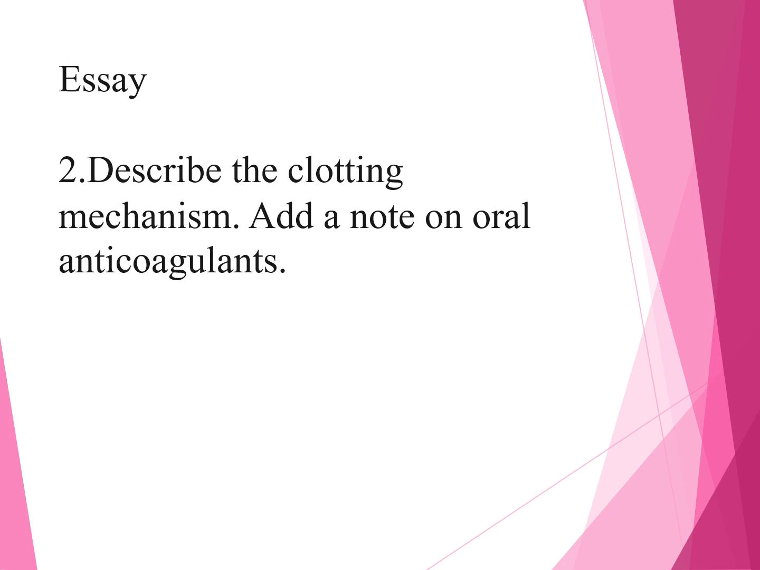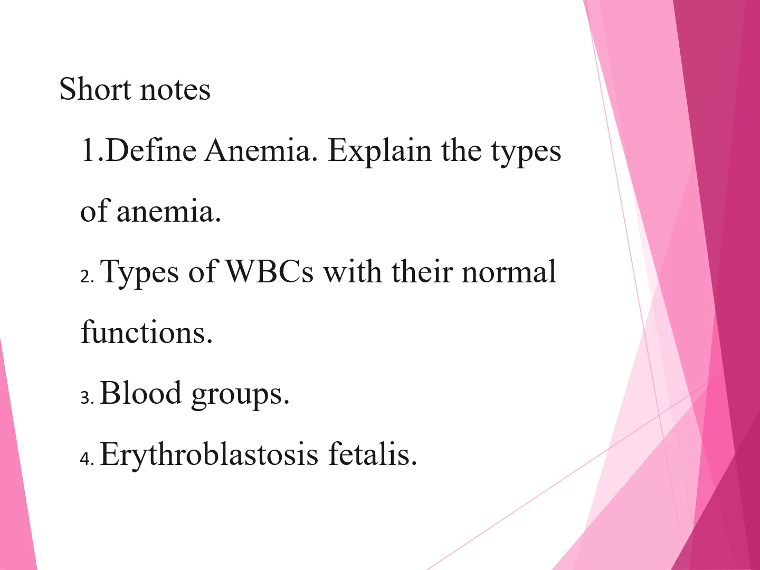What are the oral anticoagulants we are using here? Okay, fine. I hope you understand how to write. Now I'm going to discuss short notes. Number one is define anemia and explain the types of anemia. Anemia is decreased oxygen carrying capacity of the blood, that is reduced RBC, called anemia.